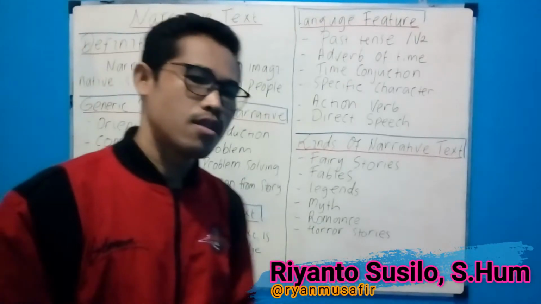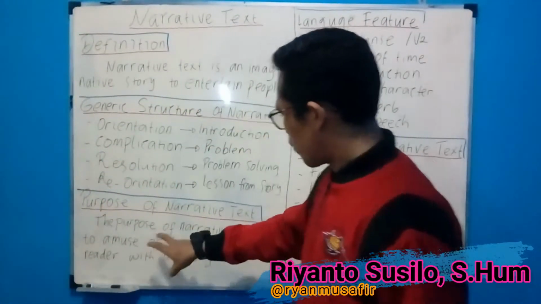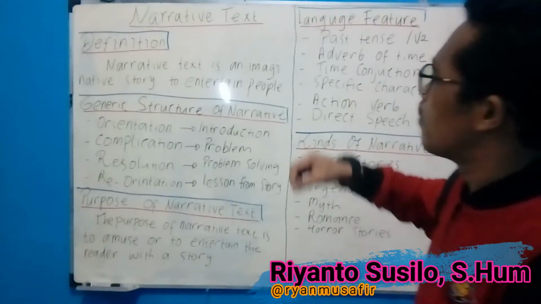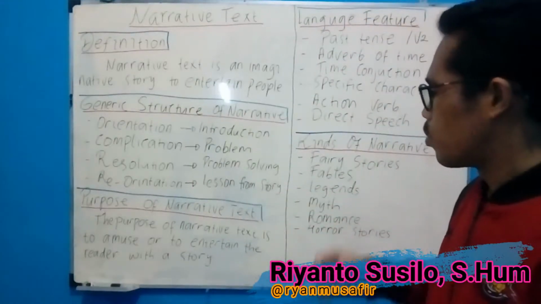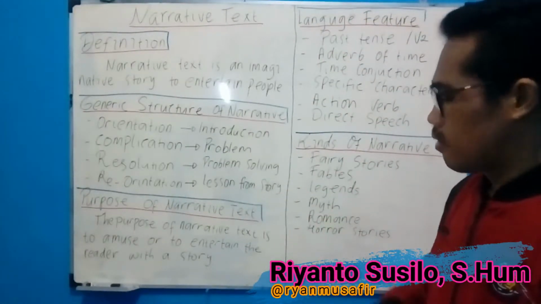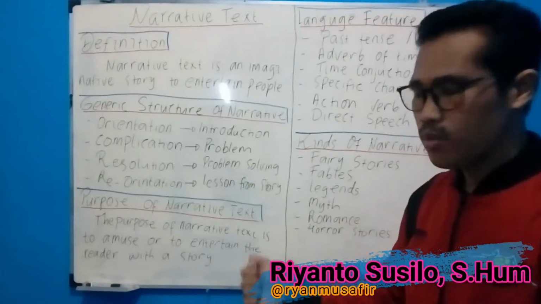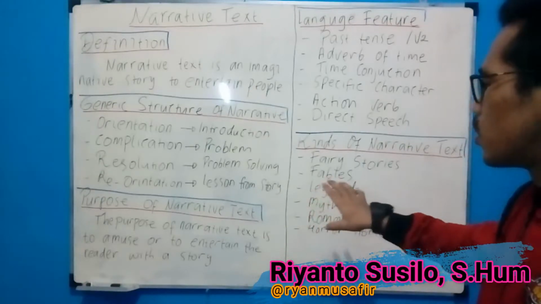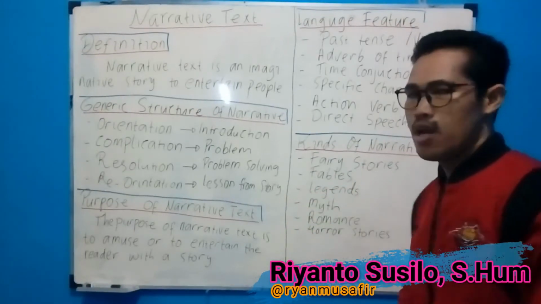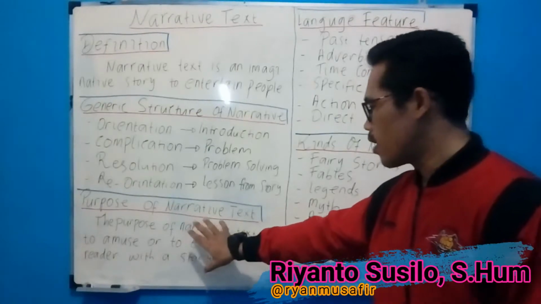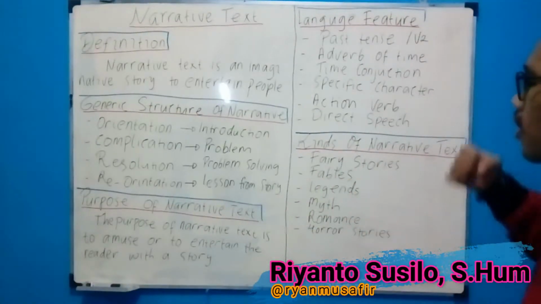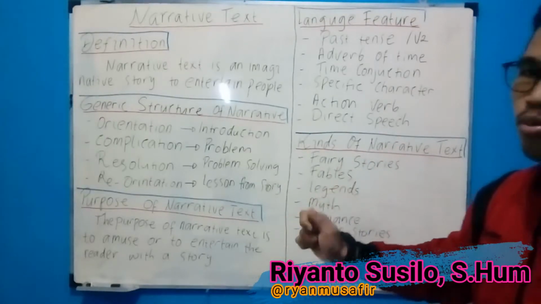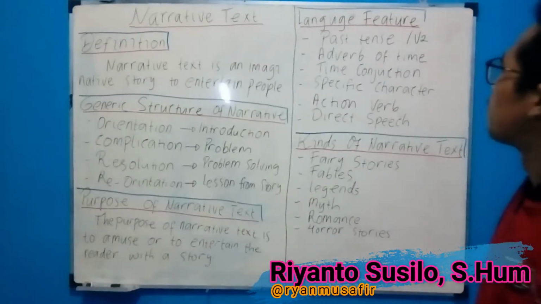Purpose of narrative text itu maksudnya adalah tujuan. Apa tujuan membuat teks naratif ini? Jadi tujuan dari pengarang membuat teks ini itu apa? The purpose of narrative text is to amuse or to entertain the reader with the story. Jadi tujuan dari teks naratif ini adalah untuk menghibur pembaca dengan sebuah cerita yang dibuat oleh si pengarang.